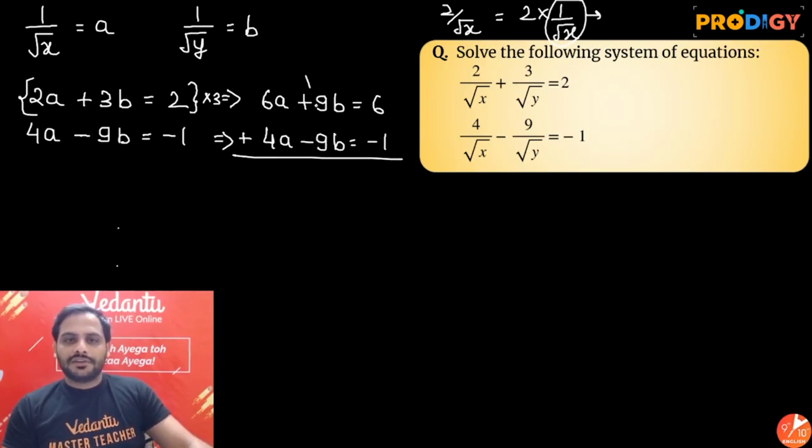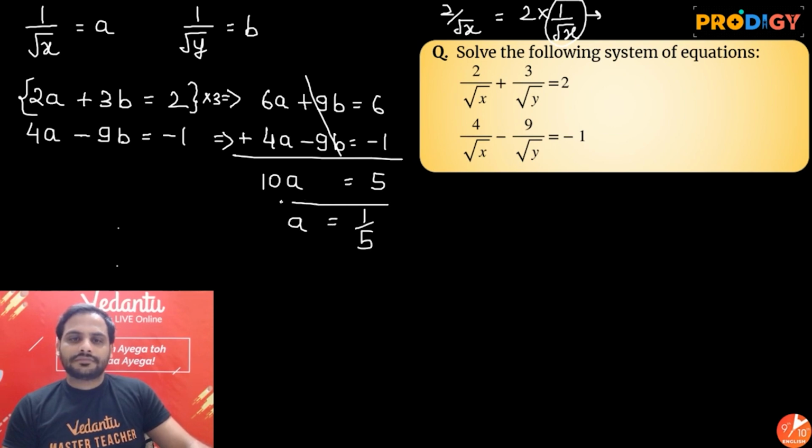Add both the equations. Minus 9b plus 9b got cancelled. 10a is equal to 5. a is equal to 1 by 5. Sorry, a is equal to 1 by 2. 5 by 10 is what? 1 by 2, no? a is equal to 1 by 2.